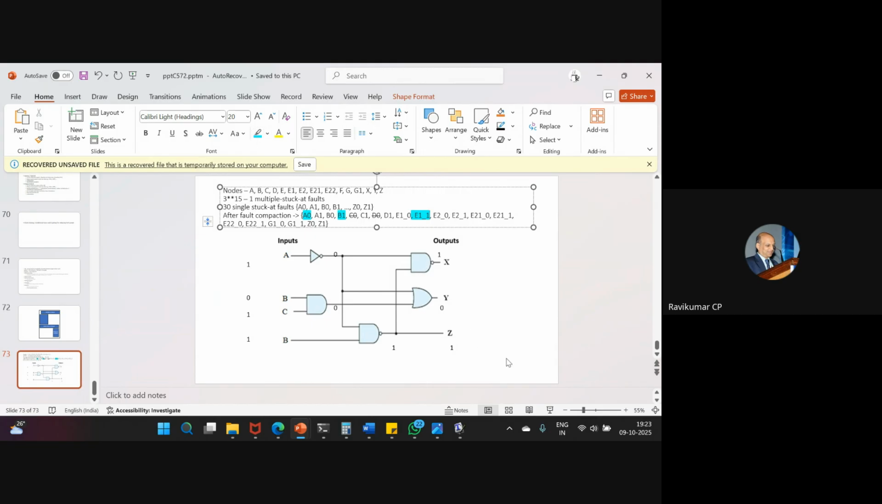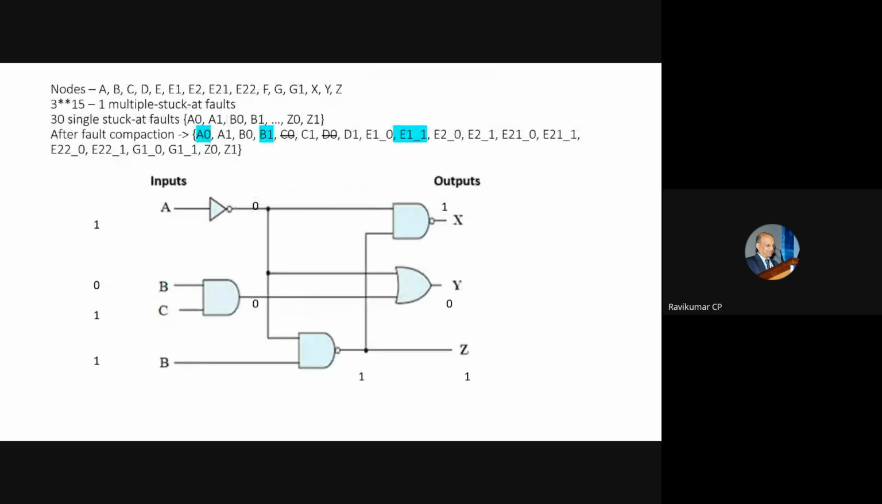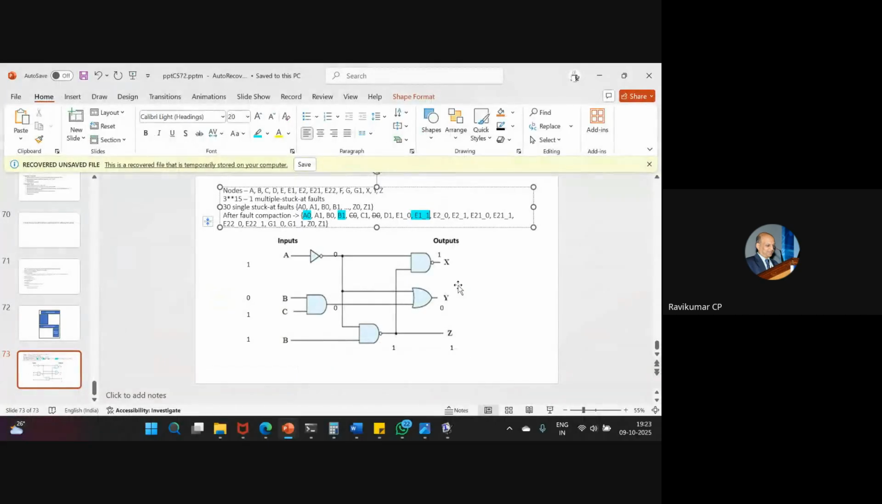Similarly, what about this one? I think we call this E2. If E2 is stuck at 0, that will cause this to become 0. This will remain 0, no big deal, and nothing will happen. So E2 0 is not detected. E2 1, on the other hand, if this gets stuck at 1, then this y will change. So E2 stuck at 1 will get detected.